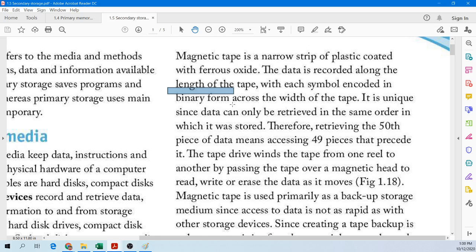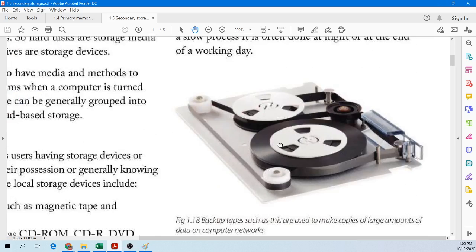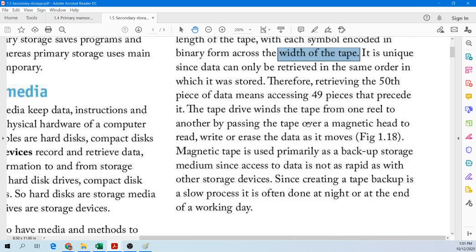So what are the two digits that make a binary? Zeros and ones. So zeros and ones are written across the width of that tape. Notice here, it's written across the width of the tape. So the data is across the length, but the binary coding is across the width of that tape.